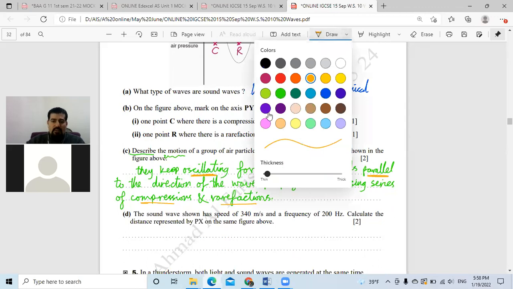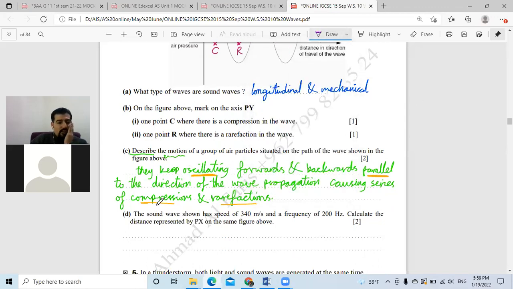Now, the last part of this question, D. The sound wave shown has a speed of 340 meters per second. Ustad, why do they keep changing the speed, 330, 340? It depends on other factors. If I talk about air, maybe there's different humidity, different temperature. That's why the speed changes a little bit. Like in water, salt water has a different speed than fresh water, and temperature changes cause different speeds.